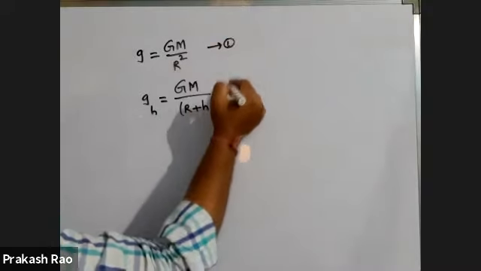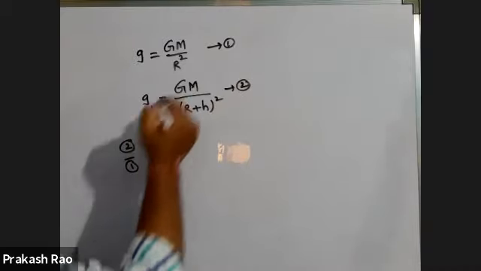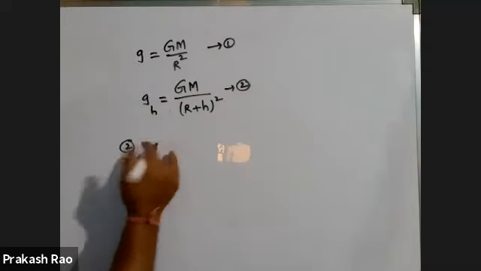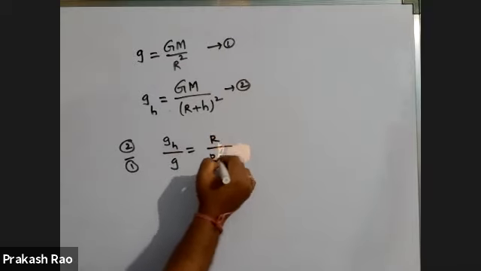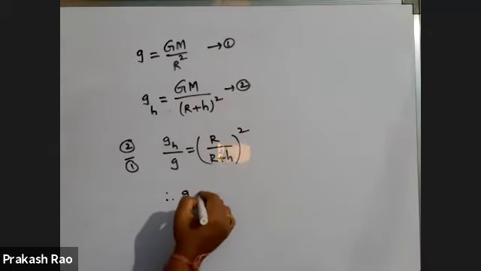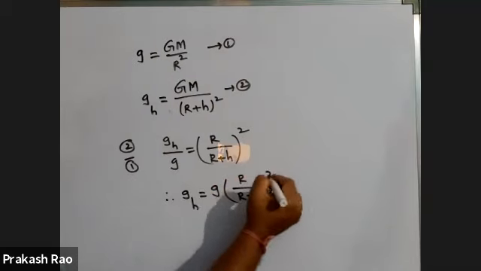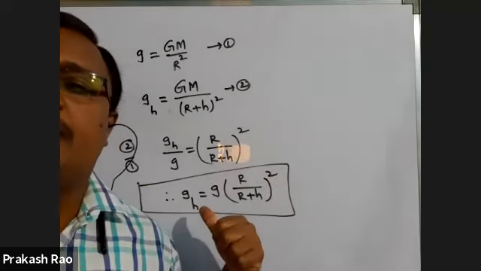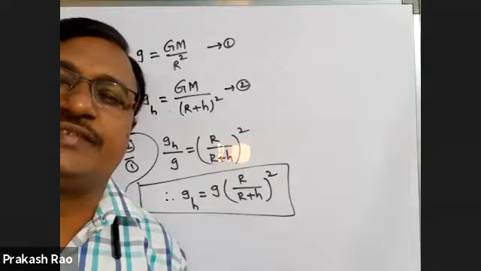If you take this as equation 1 and this as equation 2, and do equation 2 by equation 1, this GM is cancelled, then you will get gh by g is equal to R by R plus h whole square. Therefore, you are getting gh is equal to g into R by R plus h whole square. So this is the relation between gravity at a certain height from the surface of the earth and gravity on the surface of the earth, my dear students.